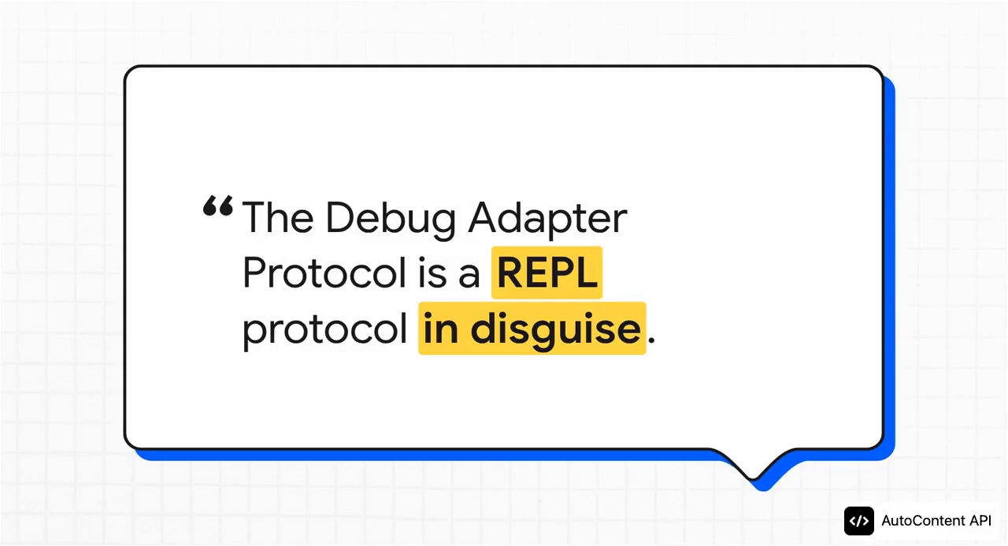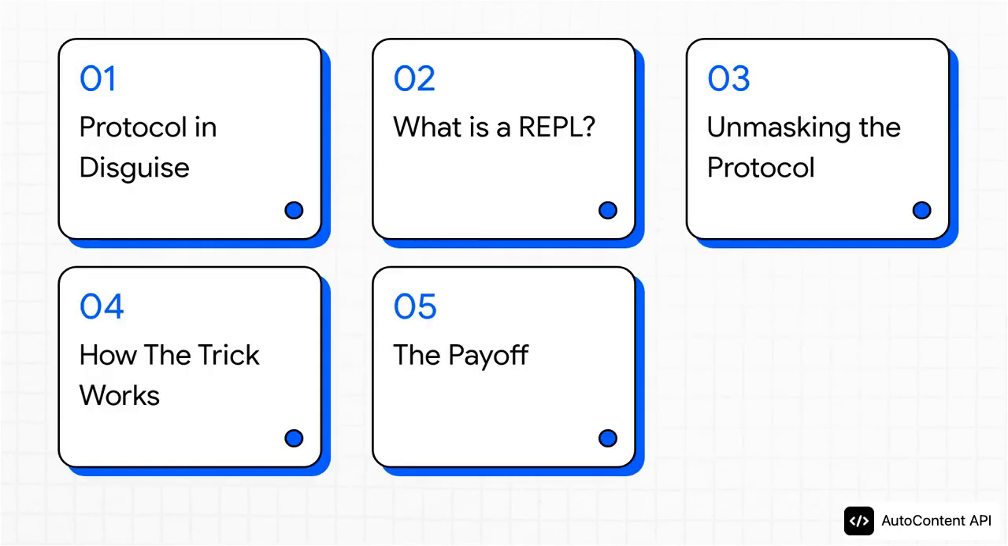The Debug Adapter Protocol, or DAP for short. Yeah, the very thing that connects your editor to your debugger is secretly a perfect engine for running a REPL. Now I know, it's a pretty unconventional idea, but as you're about to see, it works surprisingly well. So here's our game plan for today. We're going to quickly cover what a REPL actually is, then we'll unmask the protocol itself, see exactly how this clever trick works, and finally, we'll get to the best part, the payoff.